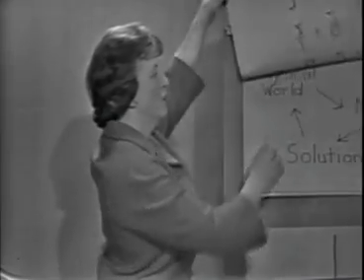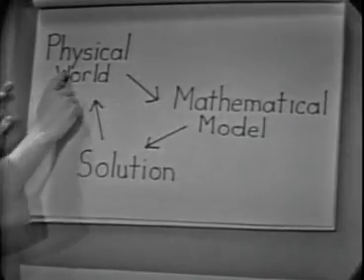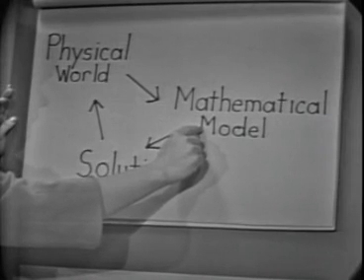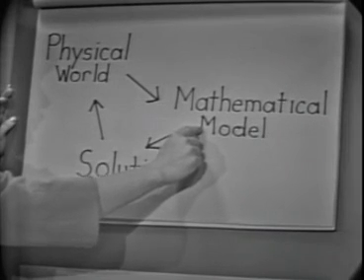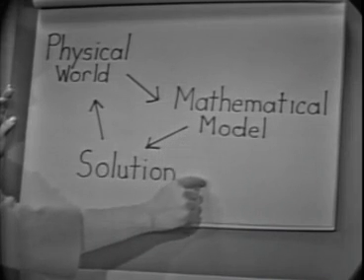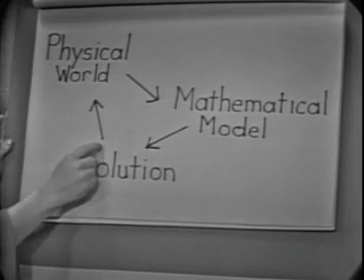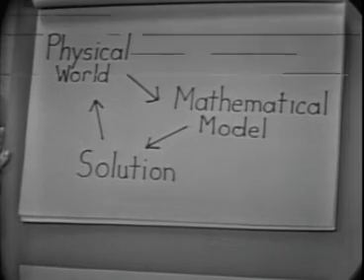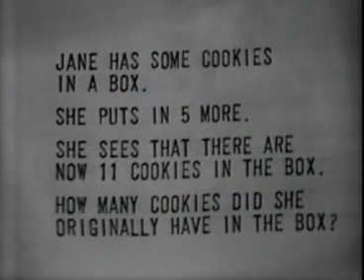Starting from the physical world, they then make use of a mathematical model which relates the information they know to that which they're to find. They find a solution. That solution is then used to answer the question asked in the physical world. Let's consider an illustration of this process.